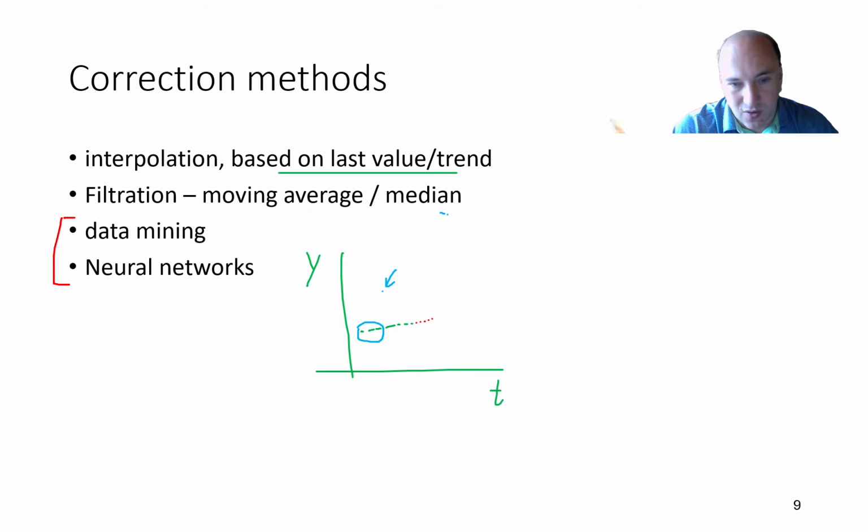I will not be talking about those methods either, because I think interpolation is fine, it's very simple. Filtration and moving average, we've been talking about it, and the other kinds of filters are covered in different subjects. Of course, here you can use again more complicated methods such as data mining or neural networks. So you can see that some of those methods belong in both groups. They are able to detect the problem, and they are also able to correct the problem.